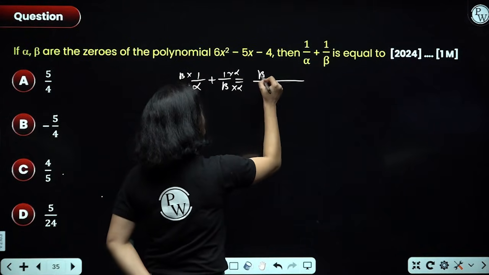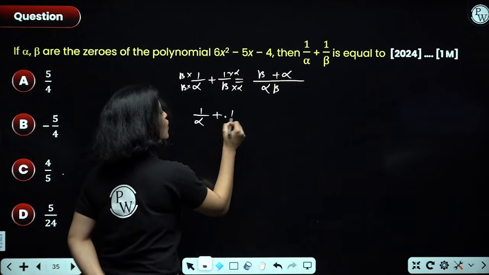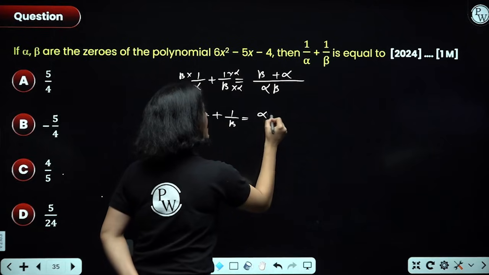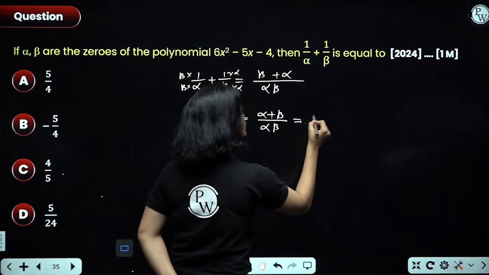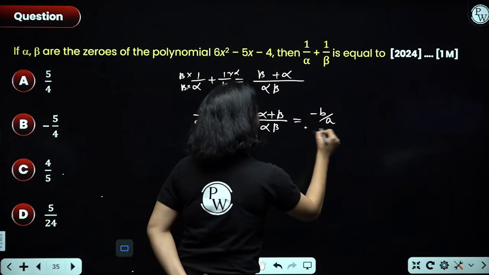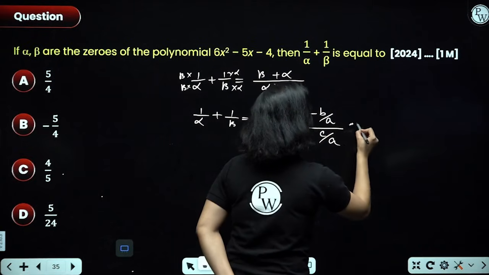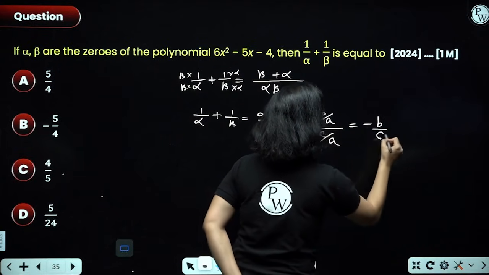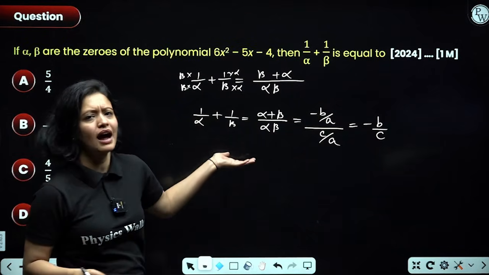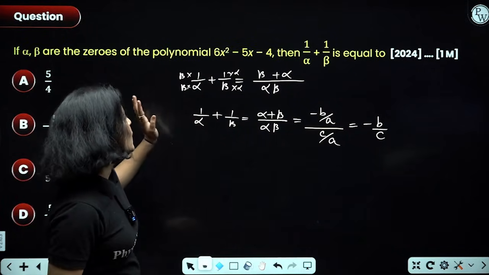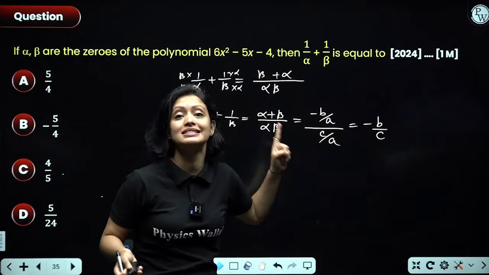So basically what do I get? I get beta plus alpha. Or basically you can say that 1 over alpha plus 1 over beta is equal to alpha plus beta over alpha beta. Now I know alpha plus beta is equal to minus b by a, and I know alpha beta is equal to c by a. A and a will get cancelled, so this becomes minus b by c. This is important, which you can remember, or you can even derive, it hardly takes 1 minute, right? So 1 by alpha plus 1 by beta would always be equal to minus b by c, right?